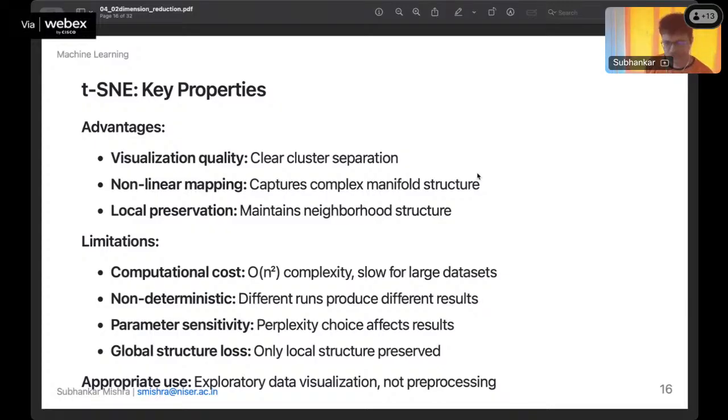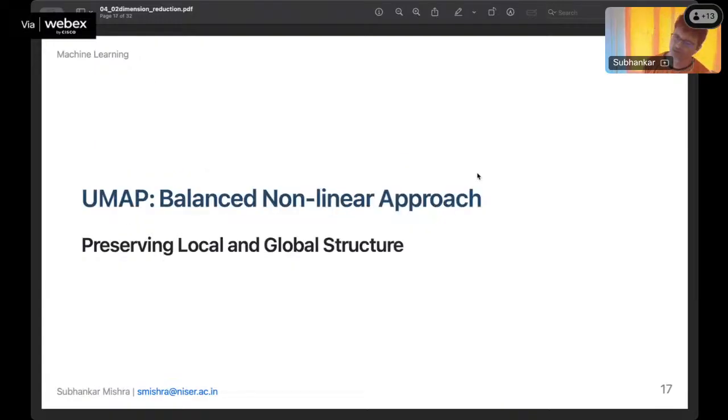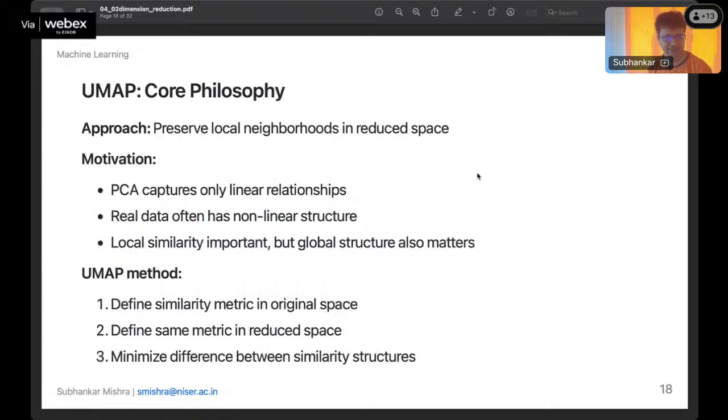Fine. And this is generally used for data visualization, not pre-processing. Earlier it was used, but not anymore. So we have something better. We call it UMAP. It's a nonlinear approach again, and it preserves both local and global structure. This is also similar in nature, but we'll go ahead.